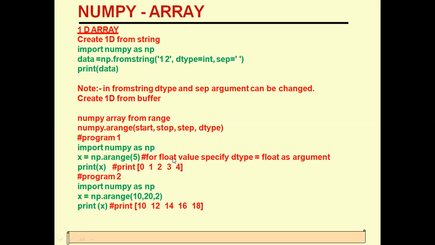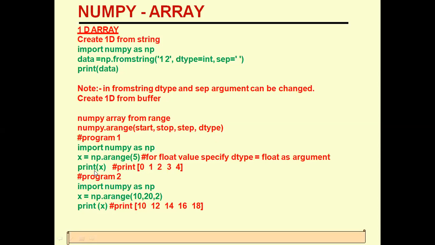For a float value, specify the data type. If you want float, you need to write the data type float. See here, start means the beginning value: 0, 1, 2, 3, 4, 5, any value you can start from here. Stop means last: 10, 20, 30, 100, any, that is the last limit you have to give here. Step means one step, two step, three step, any step you want to move the elements, so it will show the next step's element here. Data type also: float, int, char, any data type you can mention here.